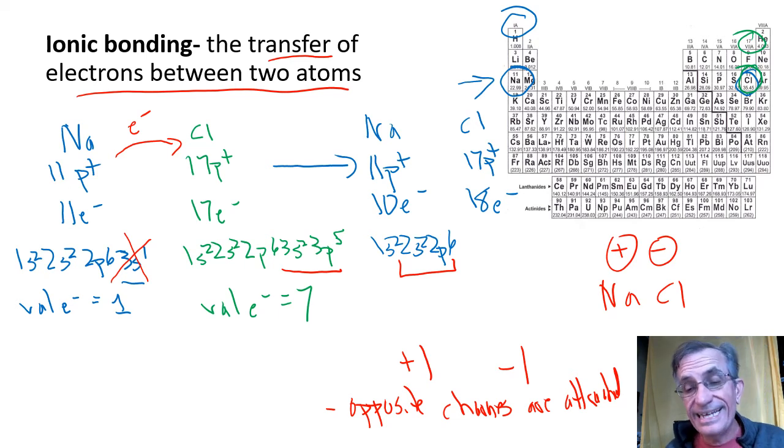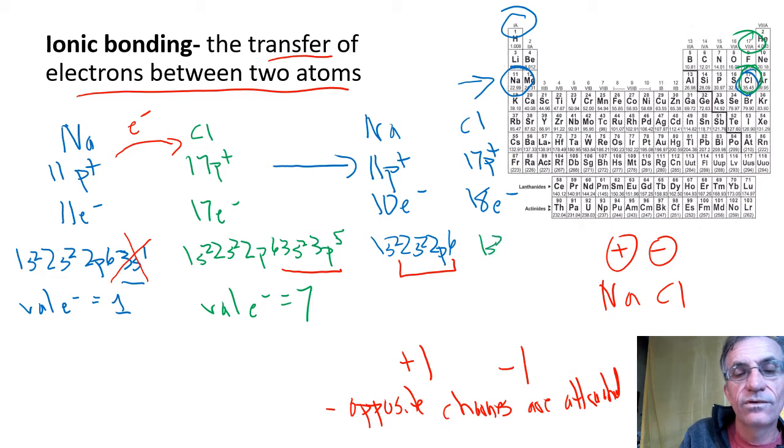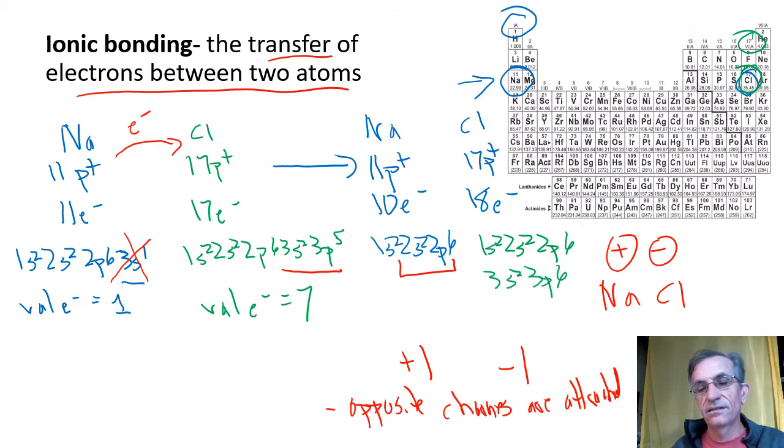Now he's got 18. Where are those 18? Let's write them out. 1s2, 2s2, 2p6. Oh, I'm going to run out of room here. Let's finish it down here. 3s2, 3p6. The outermost shell now is still the third shell, isn't it?